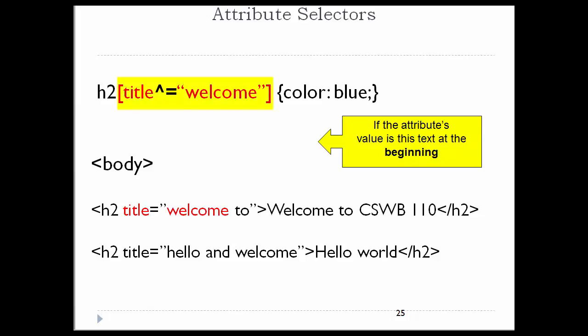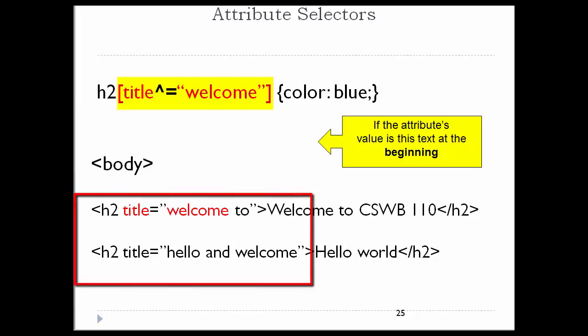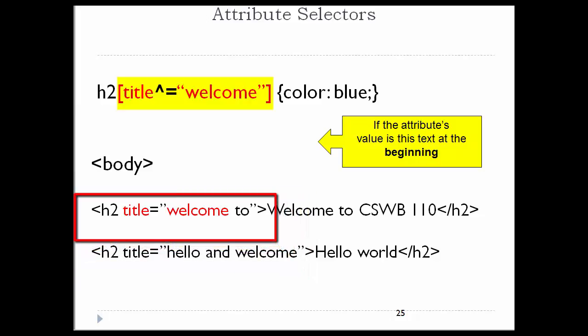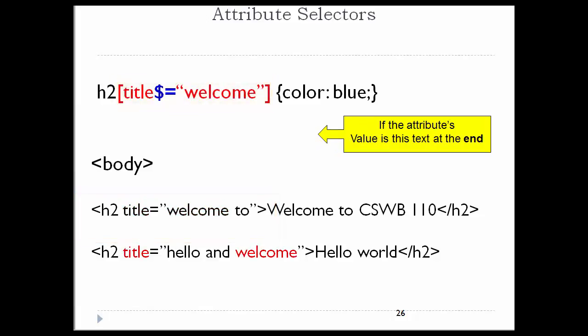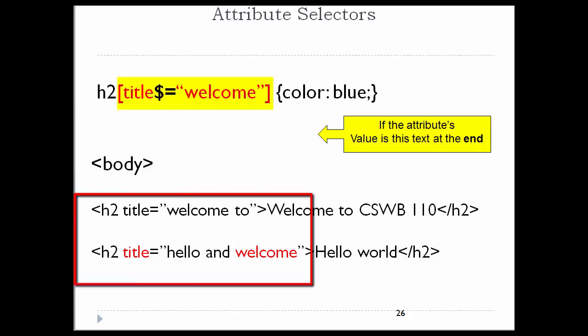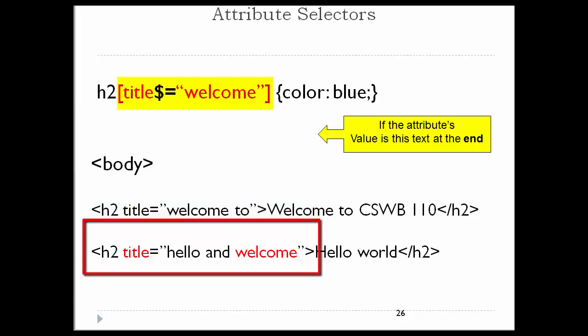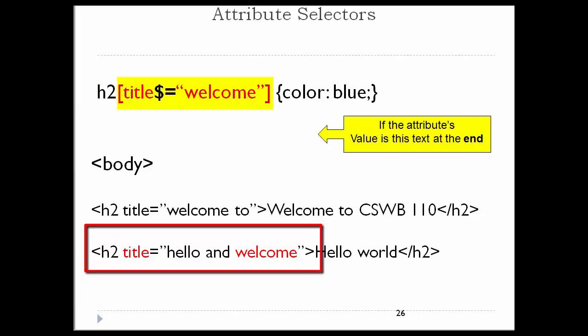The caret means that that word is at the beginning of the value of the title attribute. So in this situation, we would only have one match because welcome only exists at the beginning in one instance. The $ indicates that that word would be at the end. So in this instance, we only have one H2 whose title has the word welcome at the end.